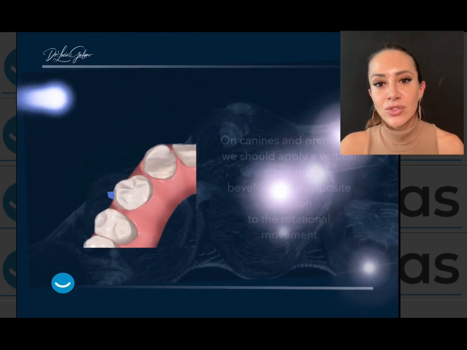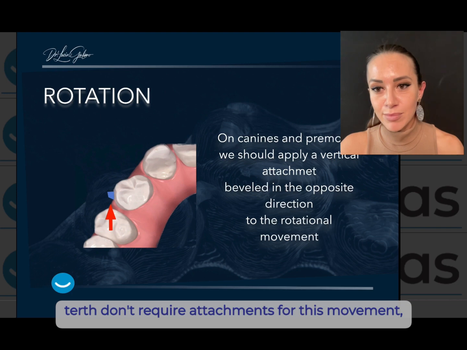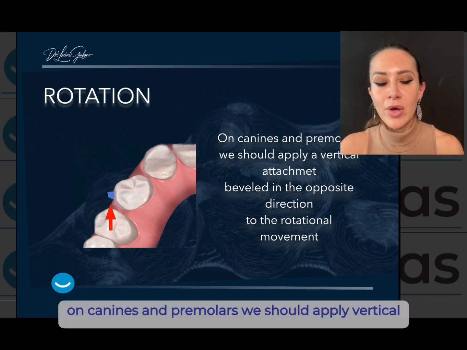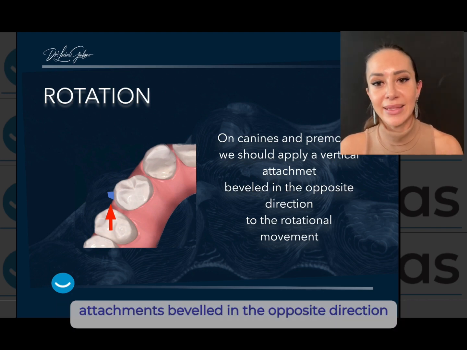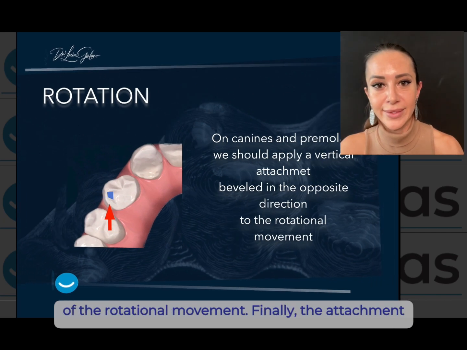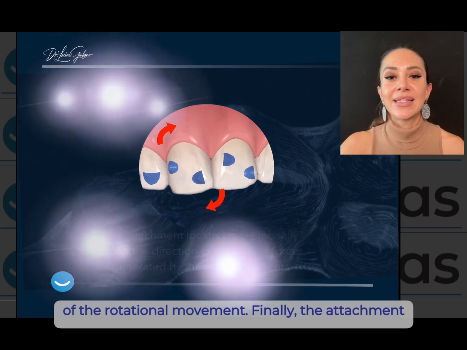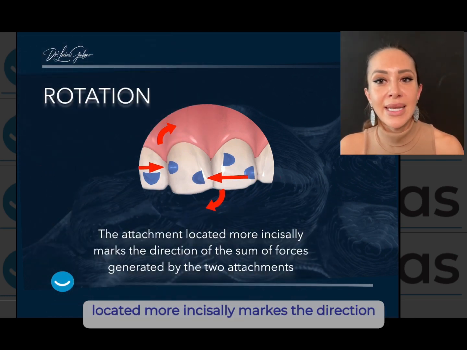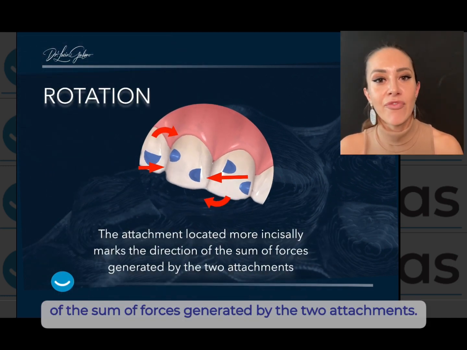While flat teeth don't require attachments for this movement, on canines and premolars we should apply a vertical attachment beveled in the opposite direction of the rotational movement. Finally, the attachment located more incisally marks the direction of the sum of forces generated by the two attachments.